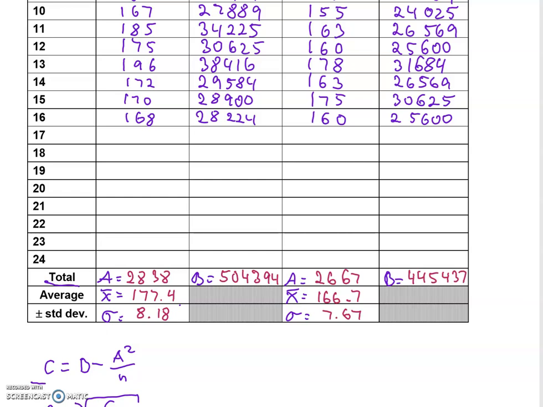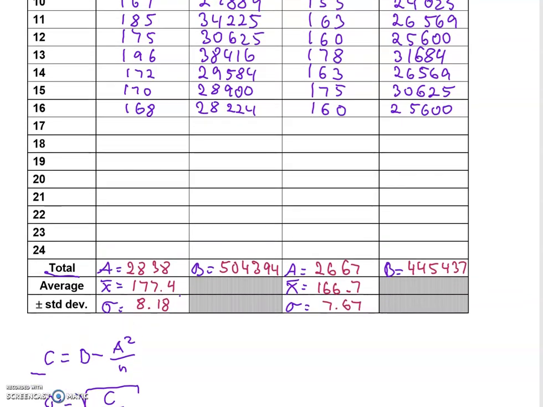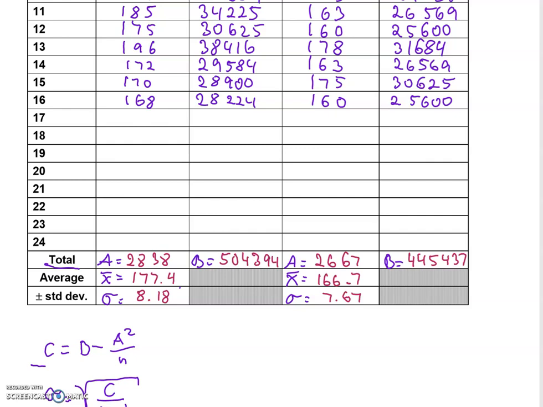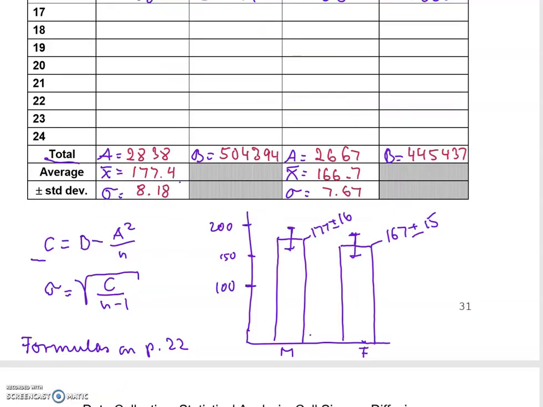And for the female side, the sum was 2,667, the average female height 166.7, and the sigma 7.67. So if you were to try to put this into some sort of a graph, then it would look like this. So here's a bar graph representing male versus female height.